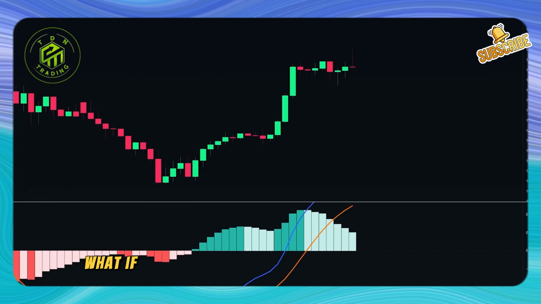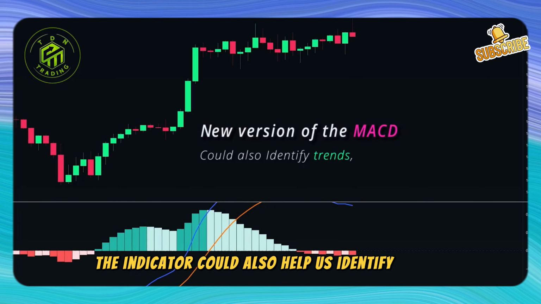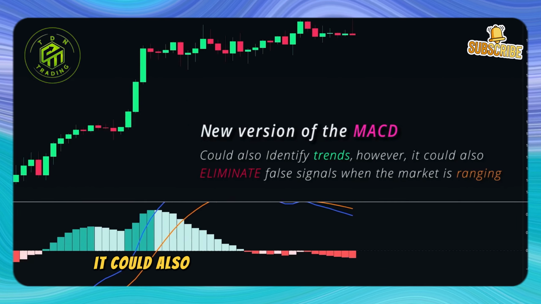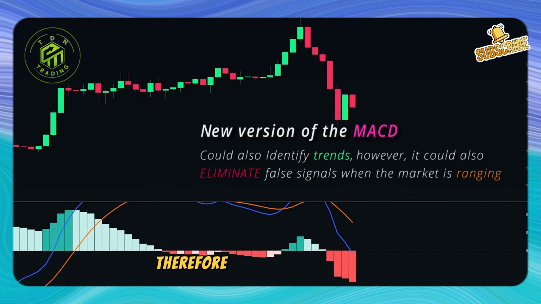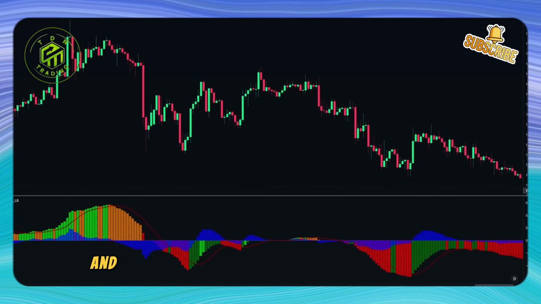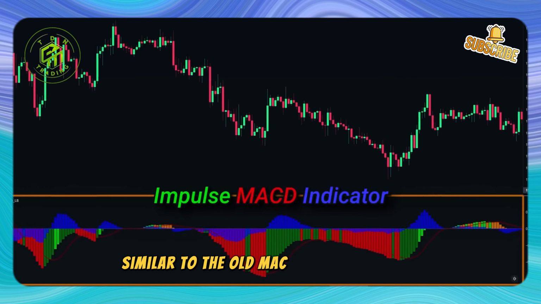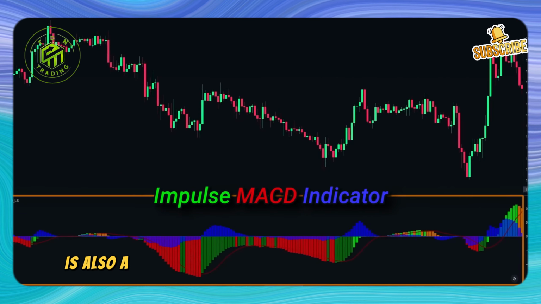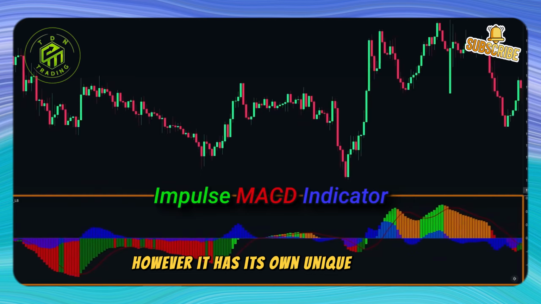And so, what if I told you that this new version of the MACD indicator could also help us identify trends? However, it could also eliminate these false signals for us when the market is ranging, therefore, minimizing your loss. And so, that indicator is called the Impulse MACD. Similar to the old MACD, the Impulse MACD is also a momentum indicator that could detect trends. However, it has its own unique feature.